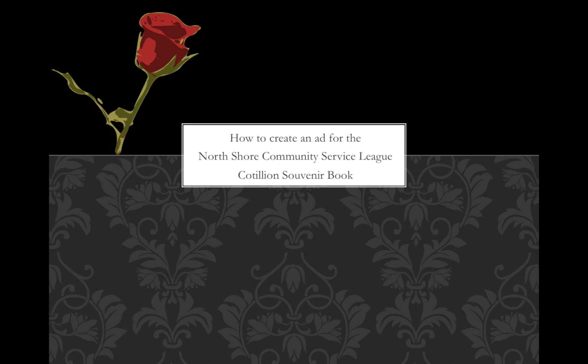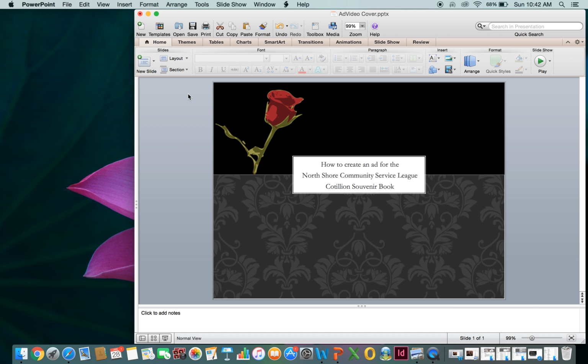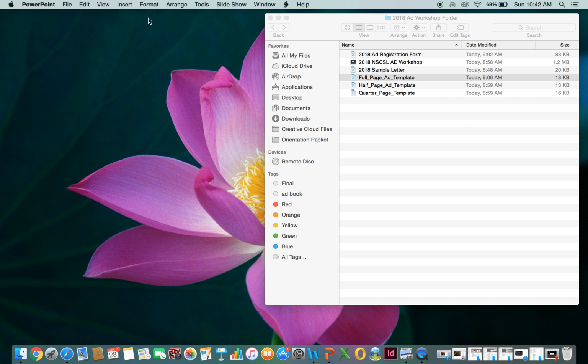Welcome to the instructional video on how to create an ad for the North Shore Community Service League Cotillion Souvenir book. Each debutante will receive an email from NSCSL at Outlook.com with 3 documents. The first document will be a full page ad template, as you see here, the second a half page ad template, and the third a quarter page template.